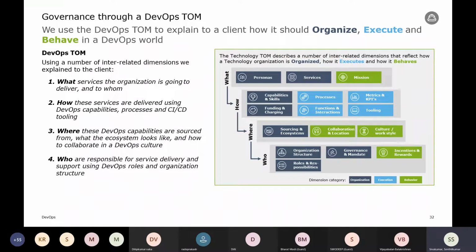Based on this target operating system model, who are all involved over here? Person means people, technology, process. These three are driven based on the requirement, and it will split into four phases. Person, service, mission in the what phase; capacity, skill set, funding, charges, process and functional integration, metrics and KPI and tooling in the how; and where it's going to work on it. Is it the source of ecosystem or collaborative, locations and cultures and work style, and for whom it's going to be gained: organization structure, roles and responsibility and governance mandate. So these are the main things.